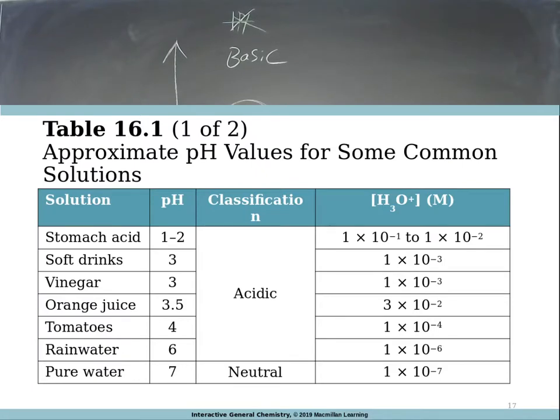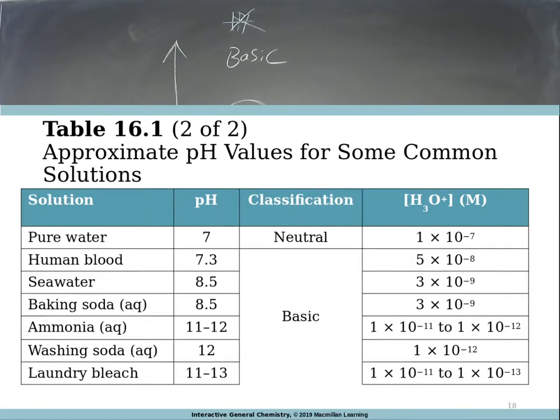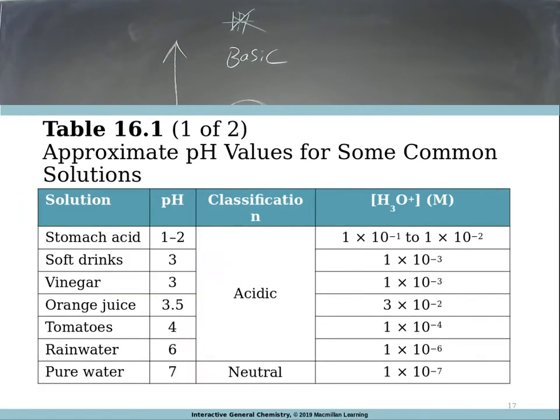And here we can look at some common substances. Stomach acid has a pH in the range of 1 to 2. Believe it or not, soft drinks are just above that with a pH of 3. Orange juice and tomatoes are 3.5 to 4, and rainwater is 6. Pure water is neutral at 7. And you can get an idea. Oh, sorry. Let me back up just a minute here.